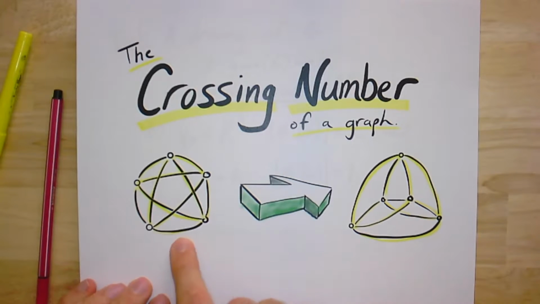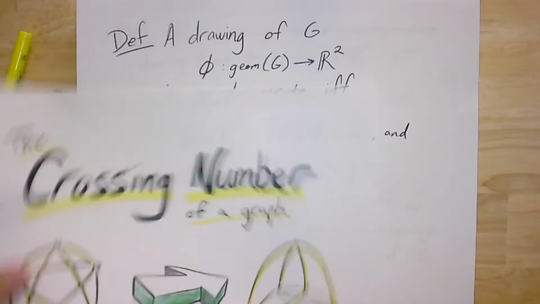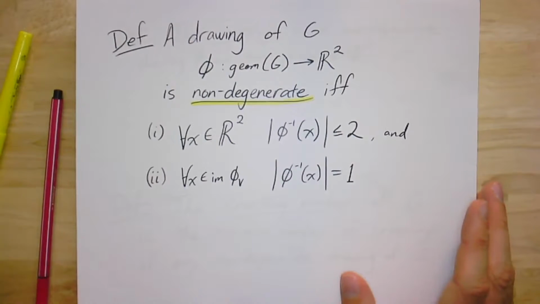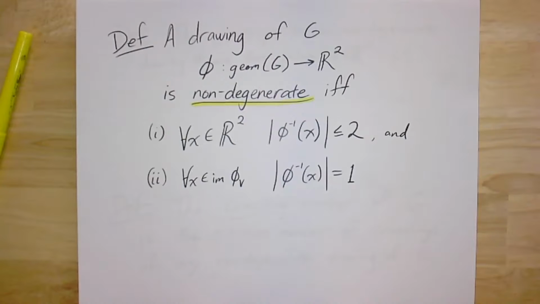So starting with a drawing that has 5 crossings, by rearranging the drawing, by taking a different drawing, I get fewer crossings. And you can ask, how few can I get? All right. So in order to do this properly, we have to be careful about what kinds of drawings we allow. All right, so this definition is going to look a little weird at first, but hopefully it will make a lot of sense in just a moment.